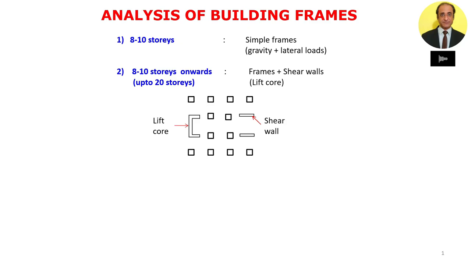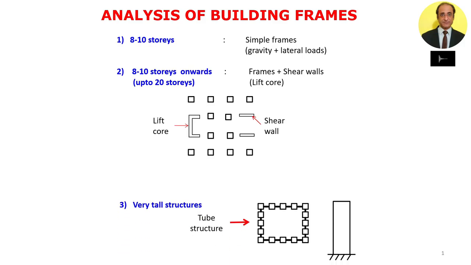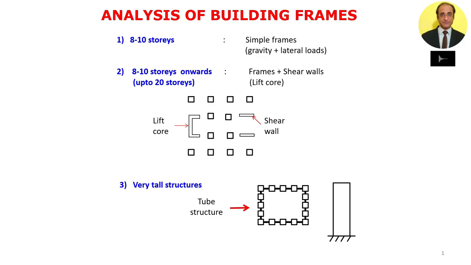Typically these buildings have lifts, so lift cores serve the dual purpose of providing service and also acting as structural elements in the form of shear walls. But for very tall structures or high-rise buildings, we need to adopt a very special structural system. Typically we may adopt a tube kind of structure. A tube structure is basically a system comprising closely spaced columns, or we may have a tube inside a tube.